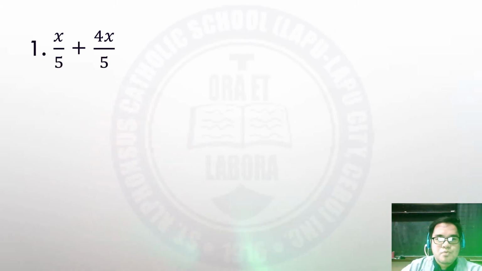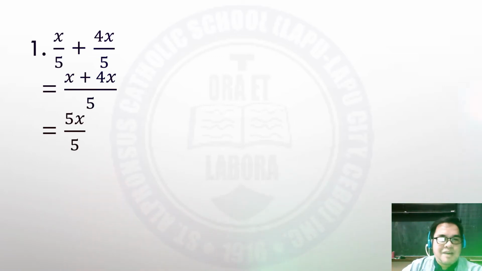For example number 1, we have x over 5 plus 4x over 5. Since the two rational expressions are having the same denominator, then place the result over the common denominator. And we can write like this. So we have x plus 4x over 5. Simplify them further. X plus 4x, then answer is 5x. Then copy over 5. Then simplify further and you will get x as our final answer.